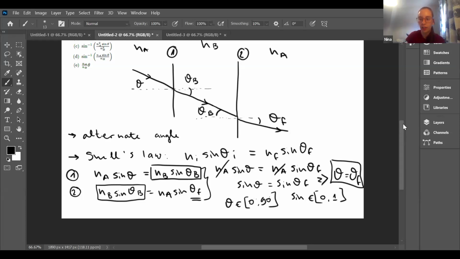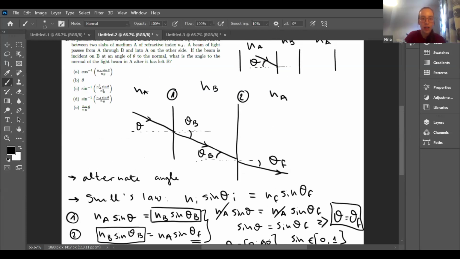So if we go back to the question, again, read whether they want you to explain something or write something down. In this case, they just want you to give the answer, which is theta final equals theta. Okay, so this is the second problem.